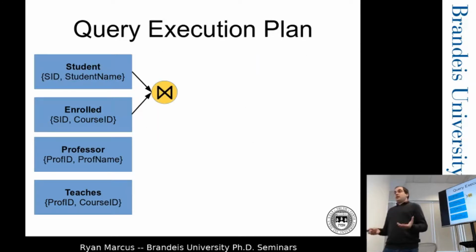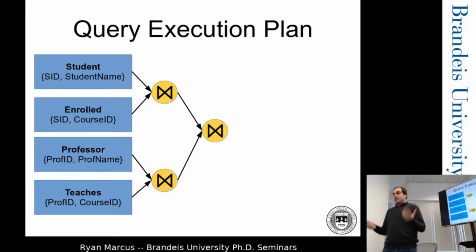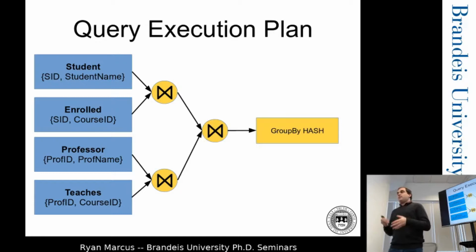So for example, one way to compute the answer to this query would be to take the student table and the enrolled table and create a list of all the student names to the course IDs that they're in. Then separately, combine the list of professor names with the teaches relation to figure out what professor teaches what course, then combine those all together, then group them using a hash operator to do the count. However, we also could have done this grouping operation via sorting.